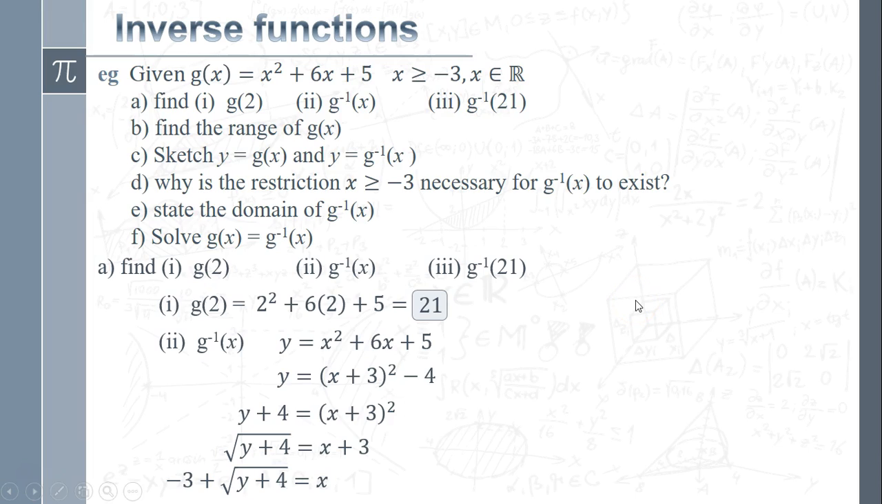And now the final step is just to rewrite that so it's in terms of x. So there we go, we've got g to the minus 1 of x is minus 3 plus the square root of x plus 4. Right, that's part 1 and 2 done, we've just got part 3 to do.